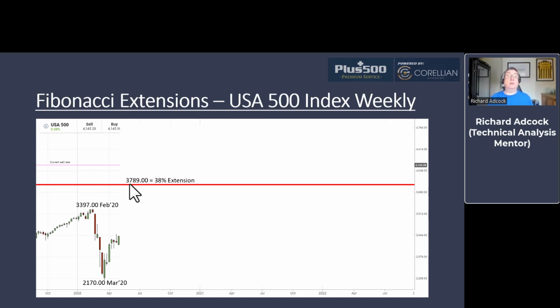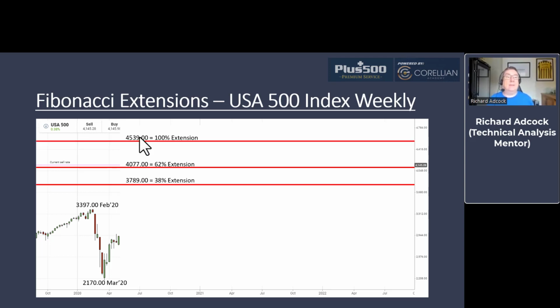That gives us a level at 3789. We then do the same for a 62% level at 4077 and the 100% level at 4539. So these give us potential resistance points within the current advance of price action. Now, as the market then breaks to new highs, we have this as a focus level, as a potential resistance and possible failure point, where we would need to monitor price action more closely to highlight the potential turning points within the current price action.